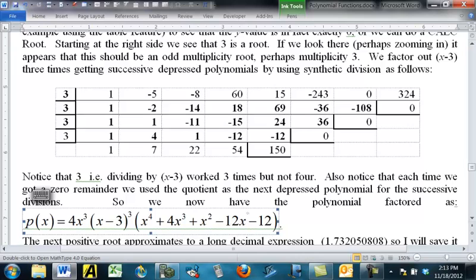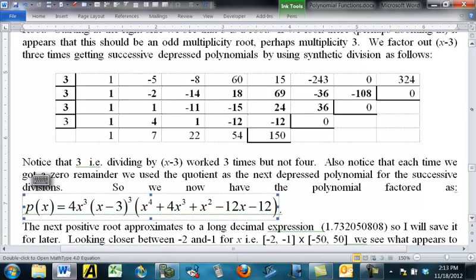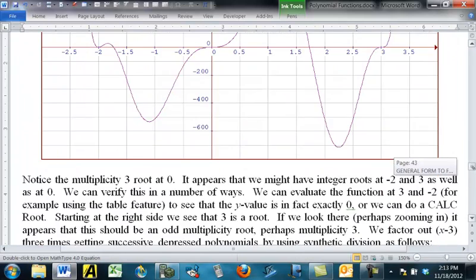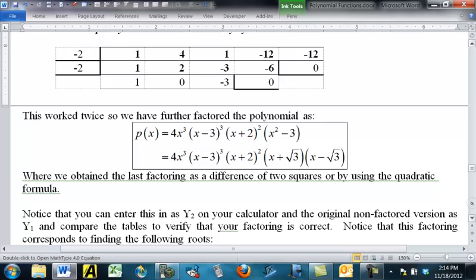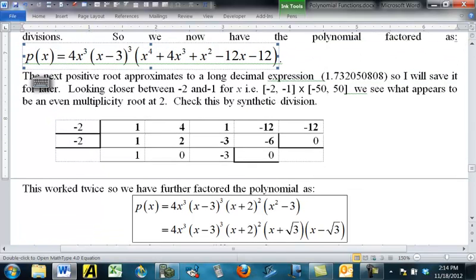So now the other roots are inside of here. Based on our picture here, and maybe a calc zero on our calculator, we think that negative 2 is a root as well, twice. So check it with the long division. Here's our depressed polynomial, what's in this parentheses here: 1, 4, 1, negative 12, negative 12. Try negative 2. Bring down the 1.